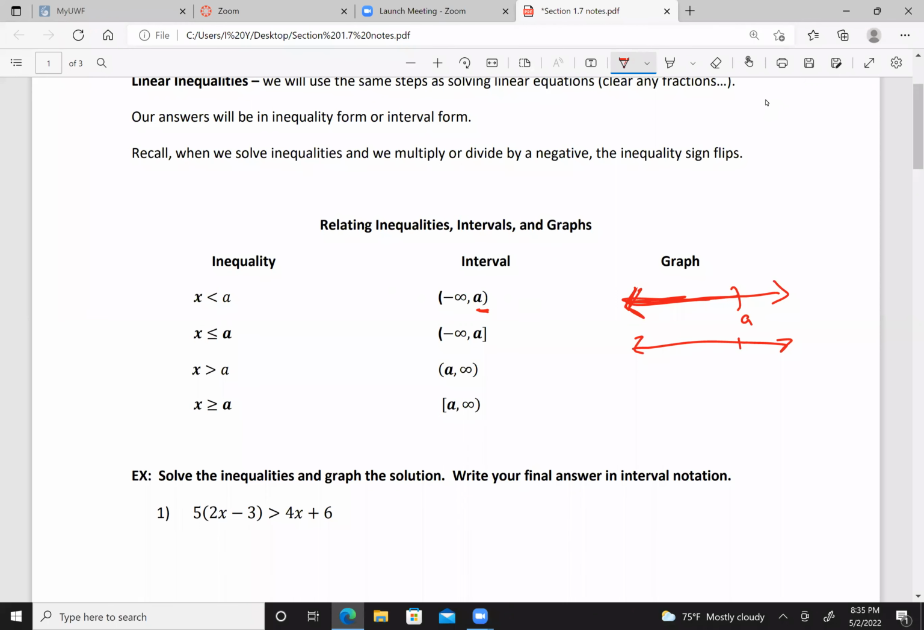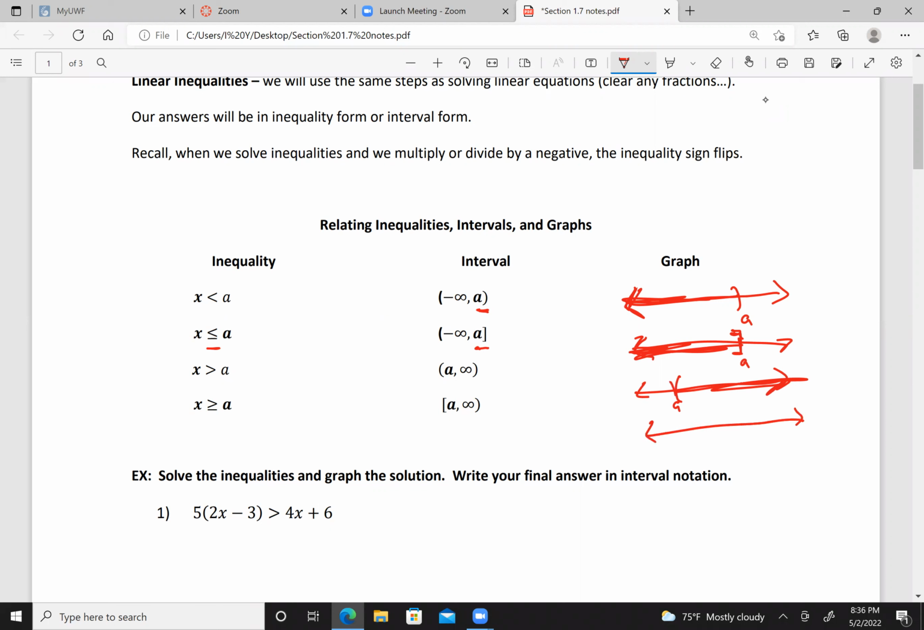Here, we have a, but note we have equal. So we use a bracket to signify that a is part of the solution, and again, less than. Note the bracket by a. Same principle in the other direction. If x is strictly greater than a, parentheses, like that.